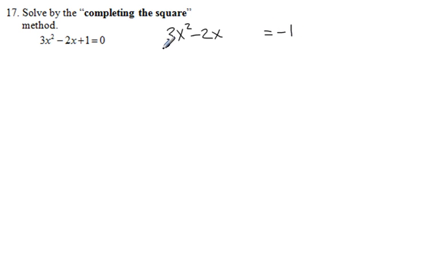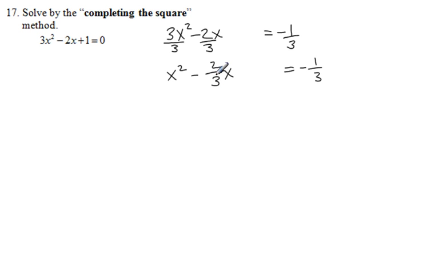And then the next thing we want to do, because this coefficient before the x squared term is 3, we need that to be 1 to use the completing the square method. So we're going to divide every term by 3, which will leave us with x squared minus 2/3 x equals negative 1/3. And then we're going to complete this square.